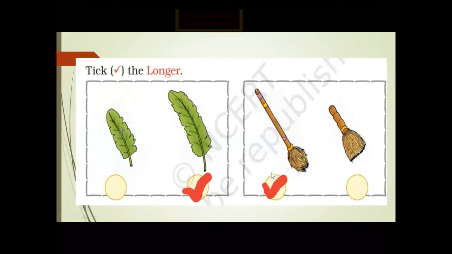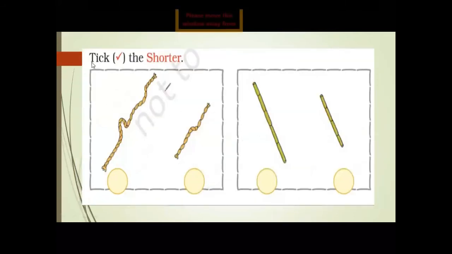Okay, now move to the next activity. Now, the question is pick the shorter one. As I shared, the things which are small are called shorter. So first we see here two pieces of rock. This one is small and this one is long. So we tick mark the shorter one. This one is short, small, so it is called short or small. So this one is shorter.